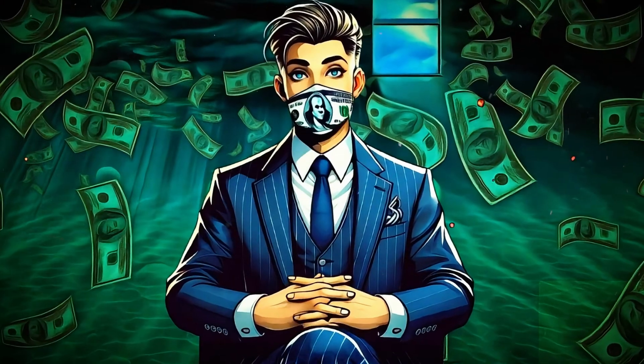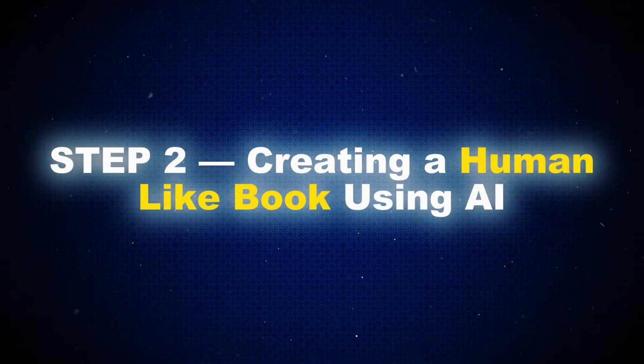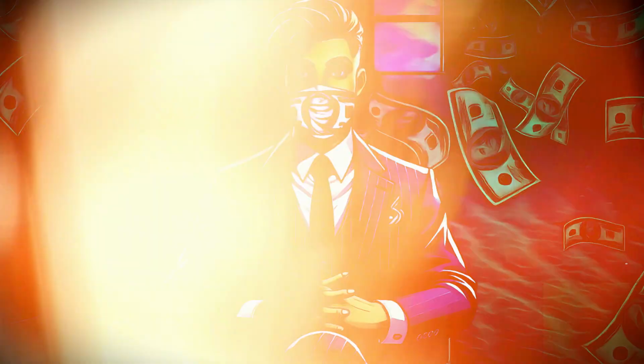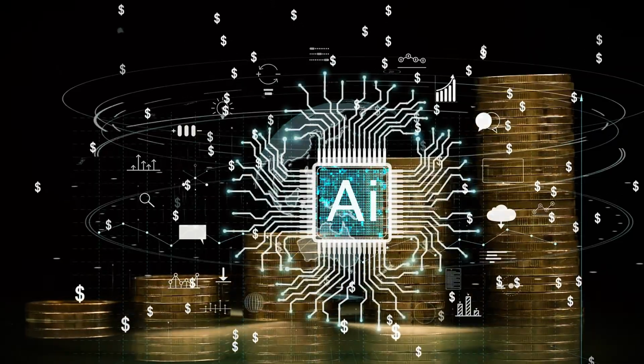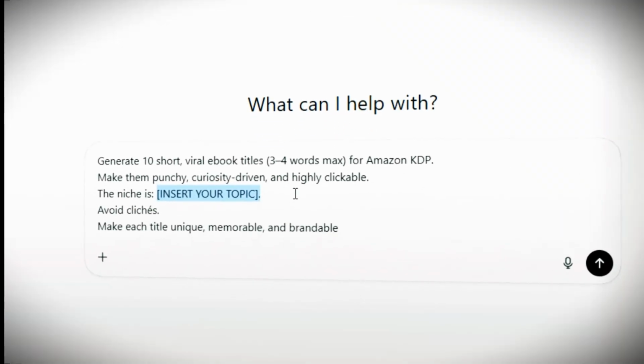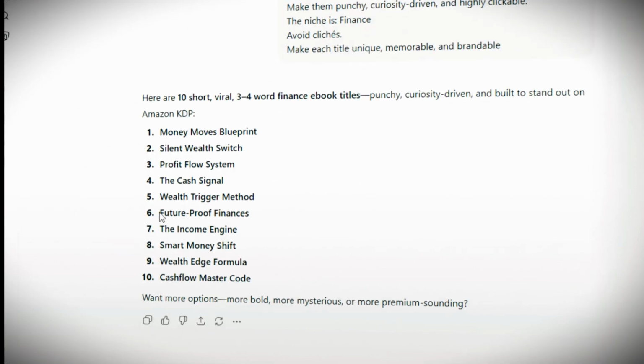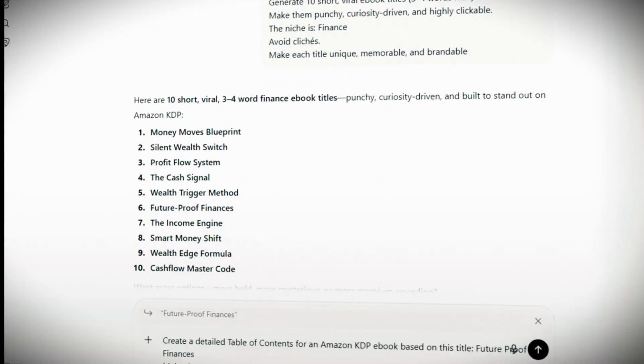This is where the AI hack begins. Step 2. Creating a human-like book using AI. First, choose a topic that actually sells. Business, finance, motivation. These convert the fastest and promote the easiest. Next, generate a short, viral title. Use your title prompt. Get 10 options. Pick the strongest one. 3 to 4 words, maximum.